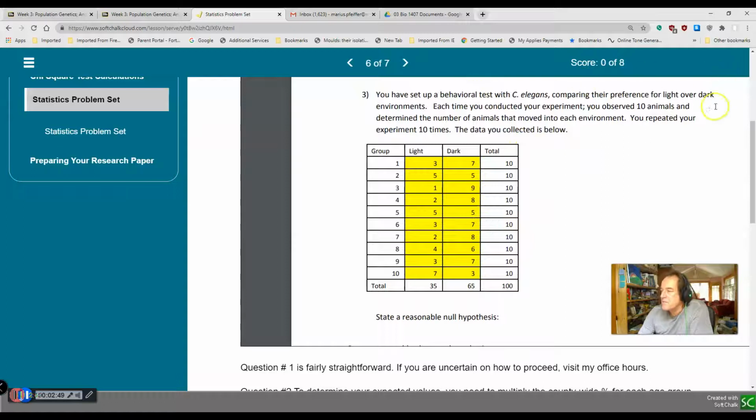Students typically get very confused with this over here. We've got a number of different animals. We've got a group of 10 animals, another group of 10 animals we've used over and over for a total test of 100 animals. And collectively, we ended up with 35 of these animals that preferred a light environment in this particular situation, and 65 that preferred a dark environment. These are the numbers we're testing. This is the raw data that you would collect and put together.